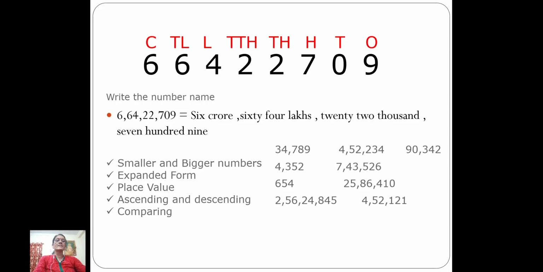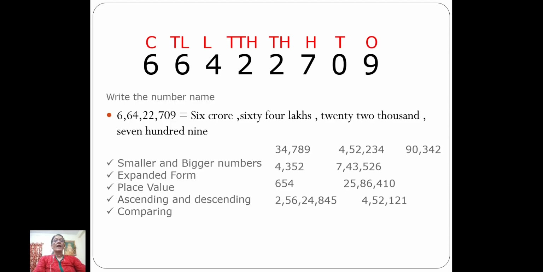Okay, now what is the descending? Descending is what? Yes, any guesses? Yes, come on, tell me. Remember, ascending is small to big, so descending is big to small, right? So we will go from big to small. We start with the crores and we end with 654. We start with 2 crores 56 lakh 24,845 and then we end with 654, right?